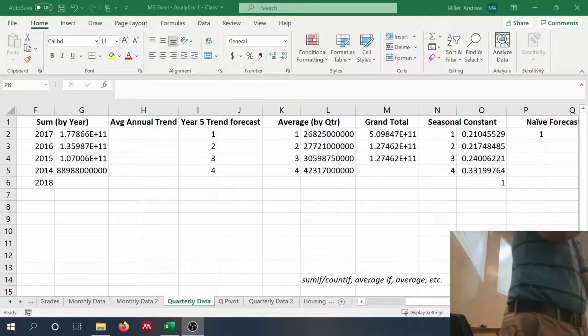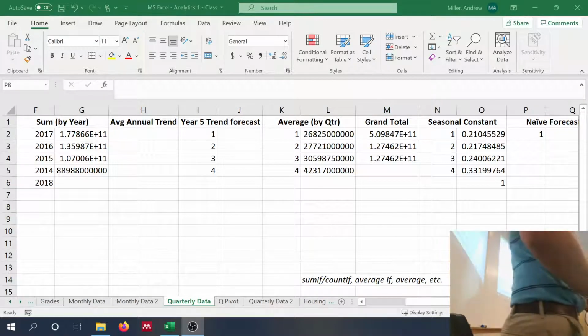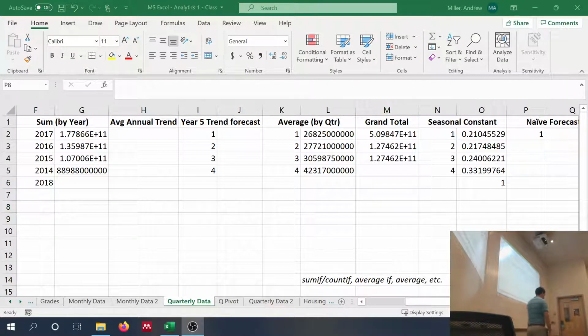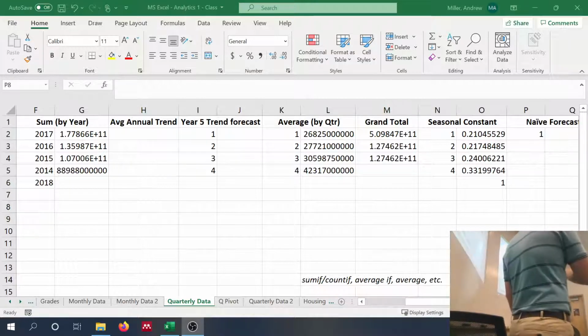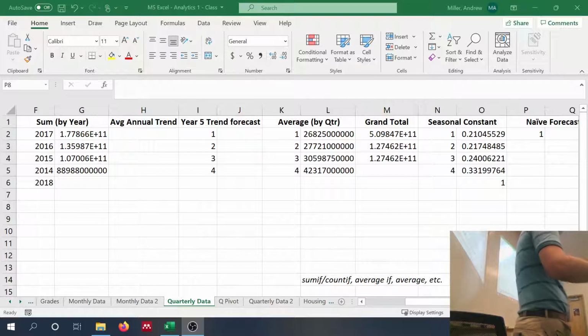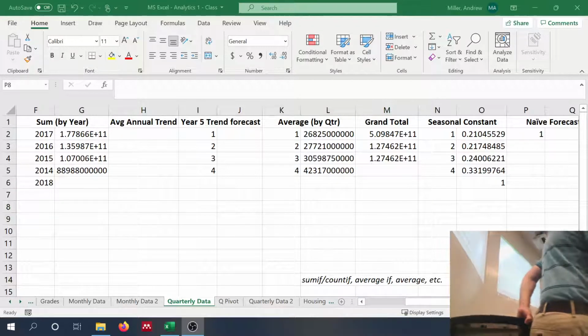Now, based off of this data, which quarter has the highest proportion of revenue? Quarter 4, exactly. How'd you get that? This is saying that 33% of the revenue comes from quarter 4, and 21% of the revenue comes in quarter 1. Does that make sense? All right.